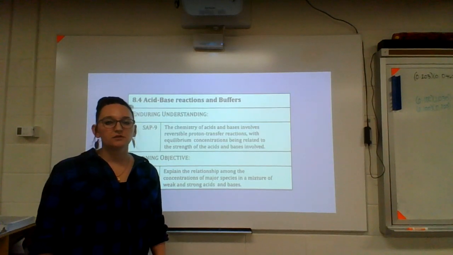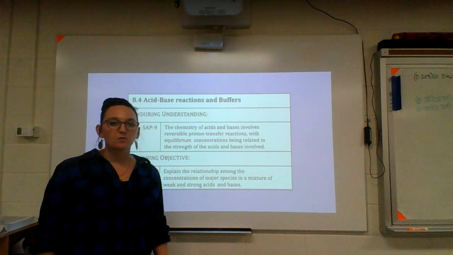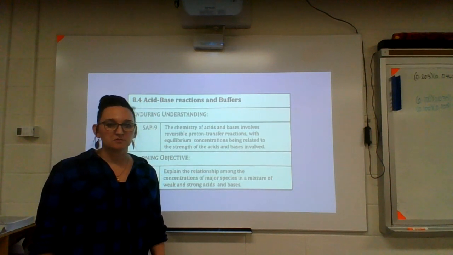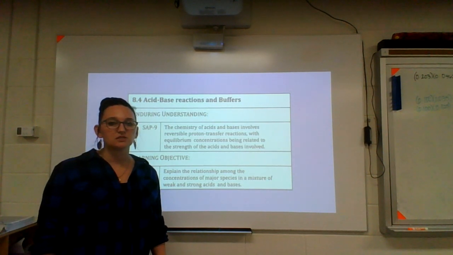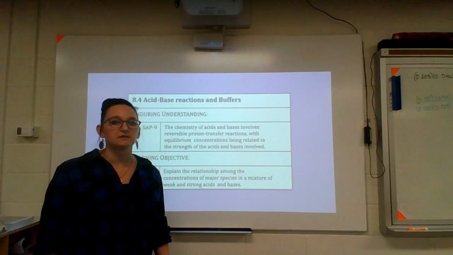Chemistry students, these are your notes for topic 8.4, acid-base reactions and buffers. We're working towards the same enduring understanding that we did before, but in this lesson, our objective is to explain the relationship among the concentrations of major species in a mixture of weak and strong acids and bases.